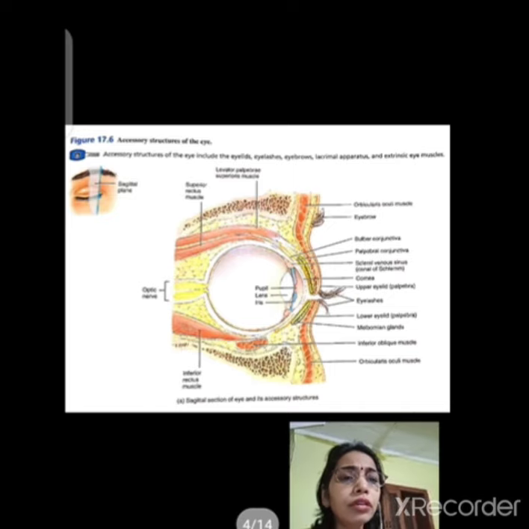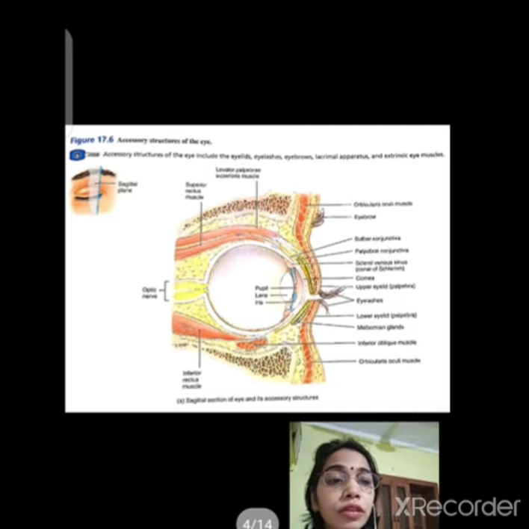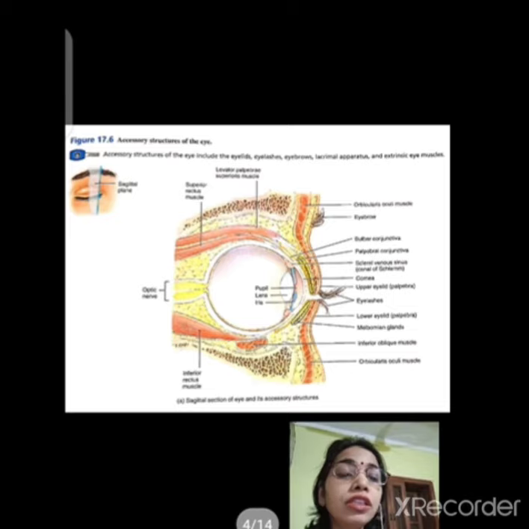So they are supplied by the 3rd, 4th and 6th cranial nerves, and their motor neurons serve only 2 or 3 muscle fibers. Such small motor units permit smooth, precise and rapid eye movements. This small motor unit is responsible for smooth, precise and rapid eye movements. You can move your eyes here. All this movement happens because of these small motor units.